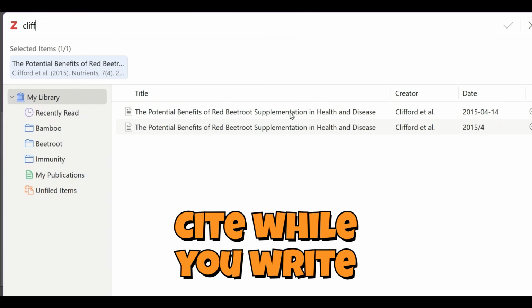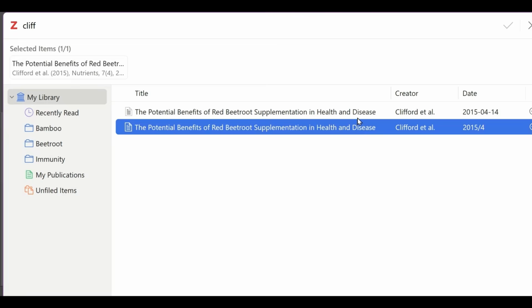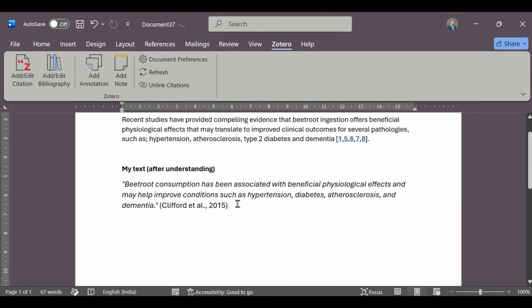Noting the citation at this stage is extremely important because even if you rewrite the text completely, you are still using someone else's ideas or findings. So the original source must be cited to avoid plagiarism.